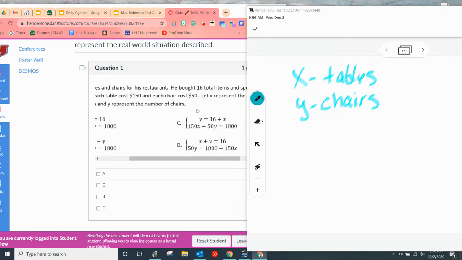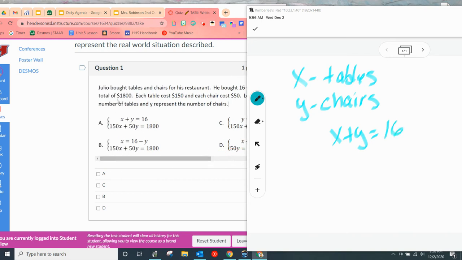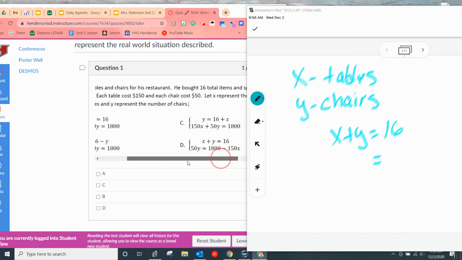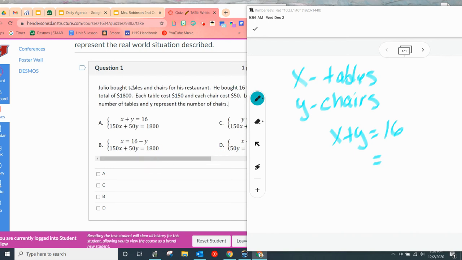They told us he has 16 total items. That's tables and chairs together. So we know his tables plus his chairs together should equal 16. Now they gave us another total as well. He spent a total of $1,800. That's where I would put my other total, $1,800.